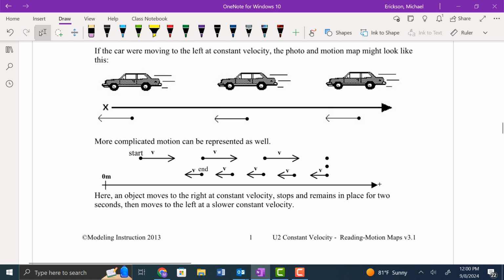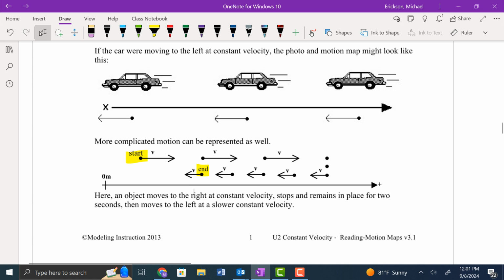Now here's a more complicated motion map. Notice when you get more complicated, you should clarify where you start and where you end. Whether an object's up or down actually doesn't matter on the motion map. It's more where this dot lines up with this axis. So when you're drawing complicated motion maps, you're going to go higher or lower. So keep that in mind.